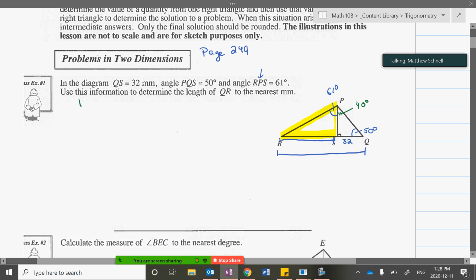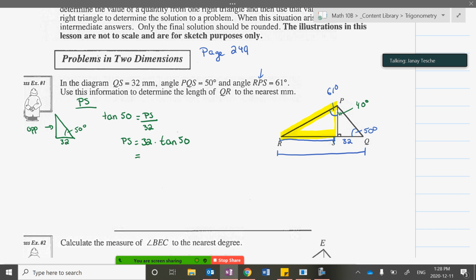Good. Good. So we're going to solve for PS because on that triangle I know that this is 50 degrees and this is 32. So we can solve for our opposite side. So we're going to do the tan of 50 is equal to that PS, our adjacent side, over 32. So then into our calculators, we're going to do 32 times the tan of 50, which gives us 38.14.